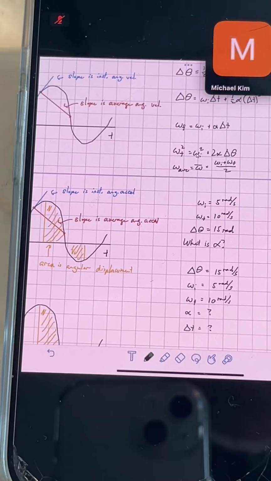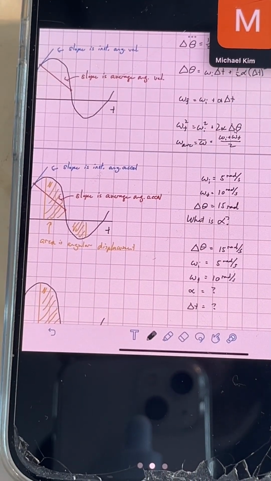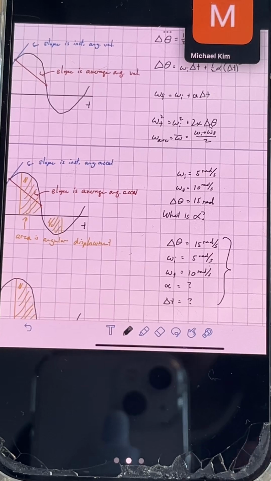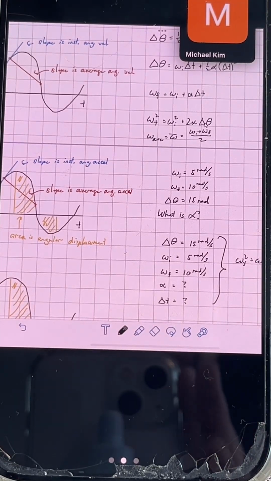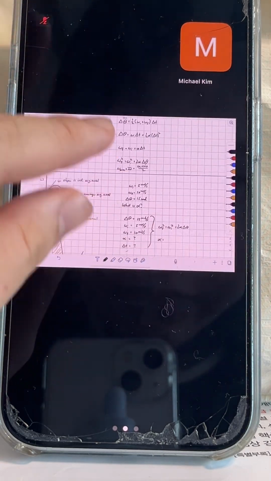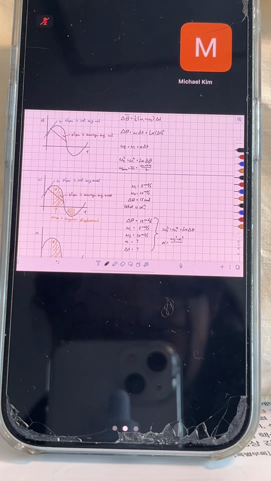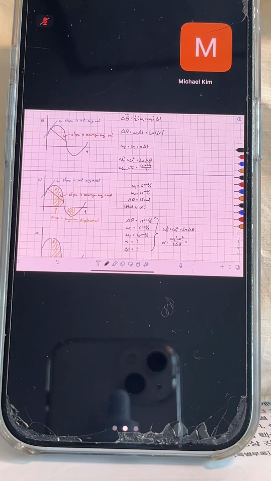I know my angular displacement and my initial and final angular velocities. And so if I go through here, I can see that this is probably the easiest one to use because I know my final and initial angular velocities, and I know my angular displacement, so I can solve this for my alpha, right? And so if we're using omega f squared is omega i squared plus 2 alpha delta theta, this tells us that our alpha is just omega f squared minus omega i squared, all over 2 delta theta.